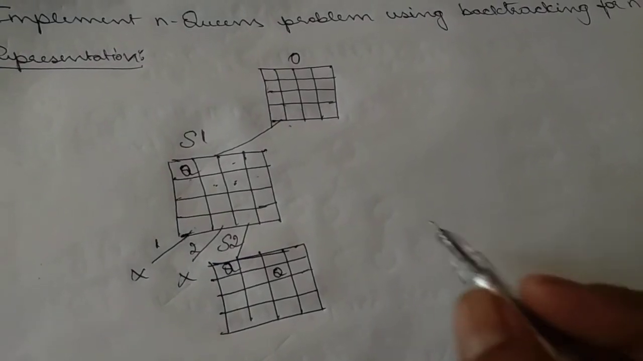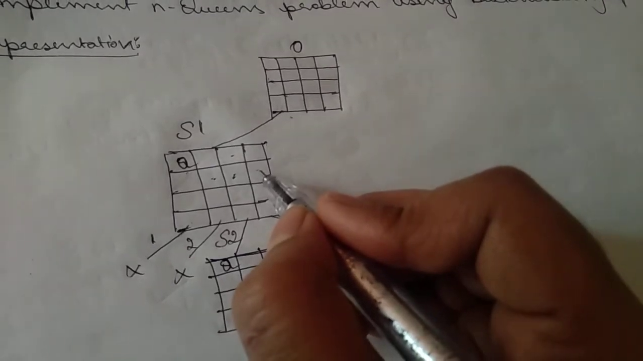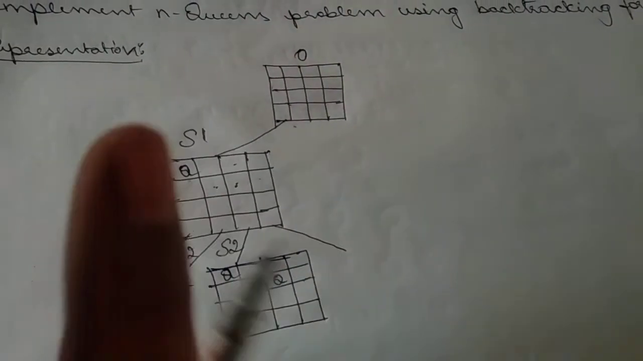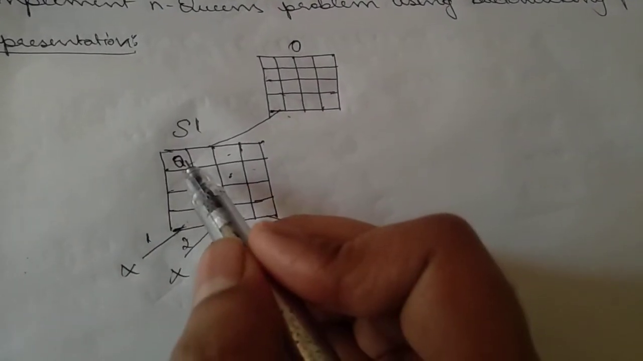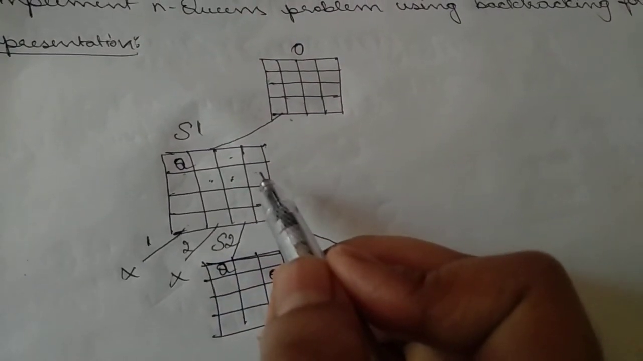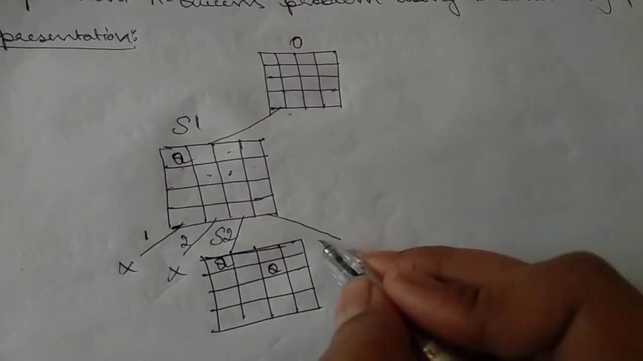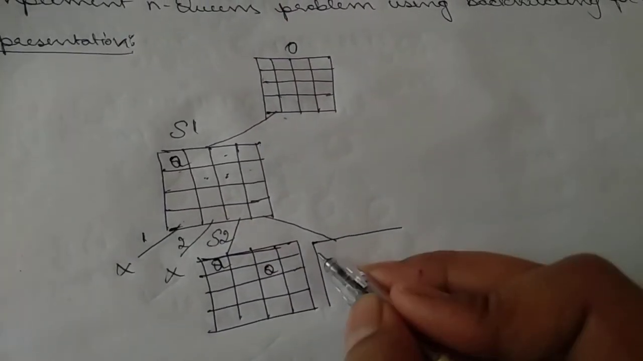Okay, then solution 3, can I place here? Yes, you have to check for all the possibilities. I am placing q here in second column where you can place the q. All the possibilities we are checking. Here can you place? Yes, I can place. So just write that solution also.